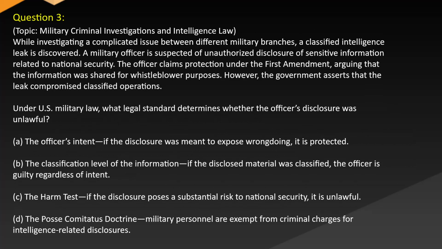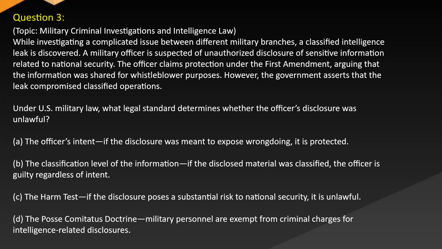Question 3. Topic: Military criminal investigations and intelligence law. While investigating a complicated issue between different military branches, a classified intelligence leak is discovered. A military officer is suspected of unauthorized disclosure of sensitive information related to national security. The officer claims protection under the First Amendment, arguing that the information was shared for whistleblower purposes. However, the government asserts that the leak compromised classified operations.